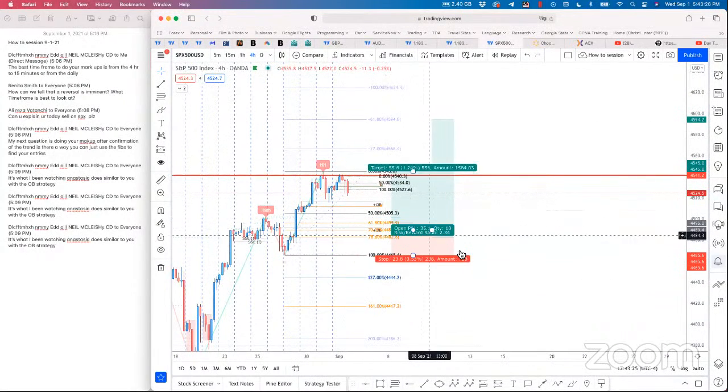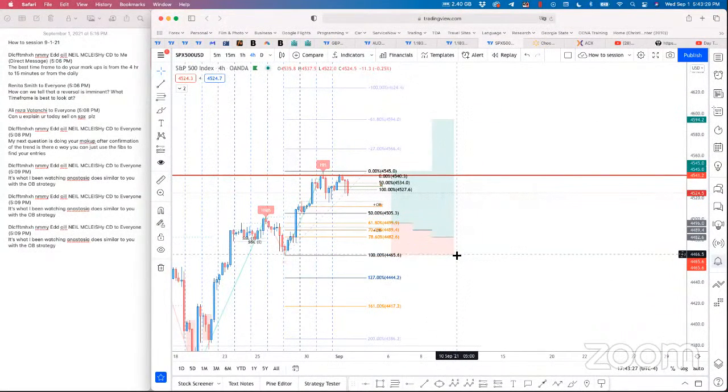So you just have to manage your risk a little differently and just understand where you are and how you're expecting to get into the move, right? Okay.